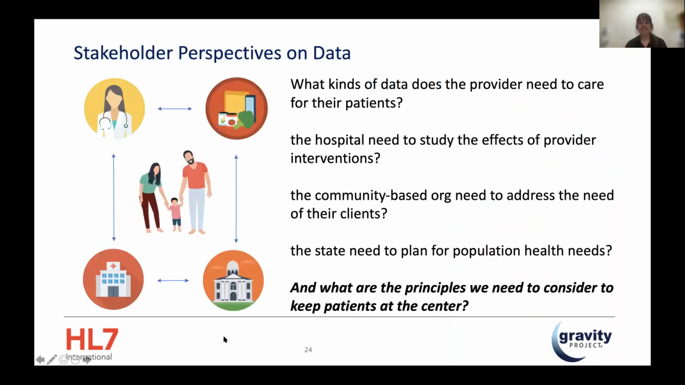We do want to restate again, we don't just take the what is there, what does the evidence say perspective. We also think about our stakeholder perspectives on data. So we're taking on and off the lens from a terminology or clinical perspective, but we're also thinking about perspectives of what kinds of data does the provider need to take care of their patients, a hospital need to study the effects of provider interventions, a community-based organization need to address the needs of their clients or make the case for reimbursement through revenue sharing, a state need to plan for population health, and what principles do we need to consider to keep patients at the center always.